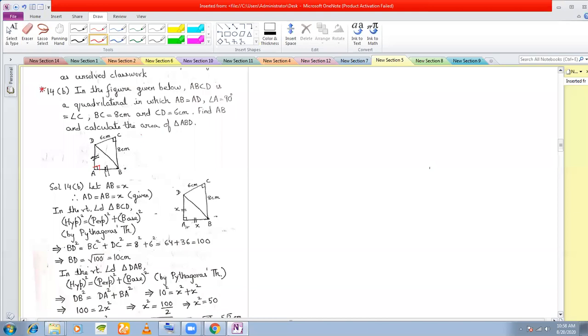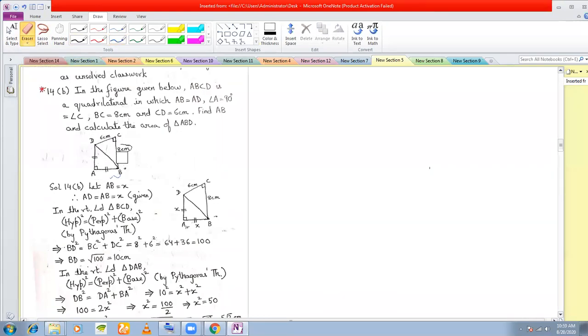Angle C is also 90 degrees. So this is also 90 degrees given. In fact, this figure is given to you. What else is given? The length of the side BC. This side is given to be 8 centimeters. CD is given to be 6 centimeters. You need to find AB and also calculate the area of this triangle. So you need to find the length of this AB and you need to find the area of this triangle. Okay, so let's see how to do it.